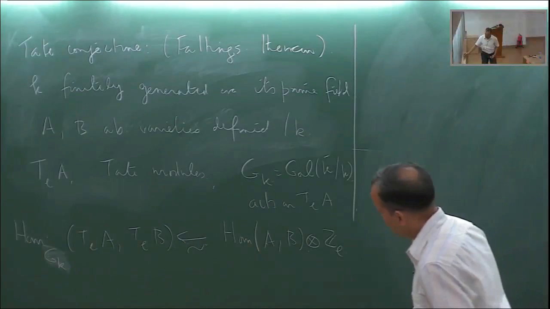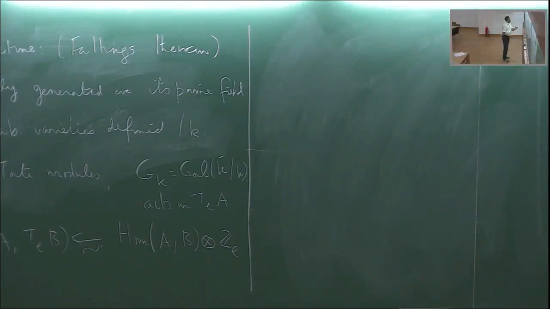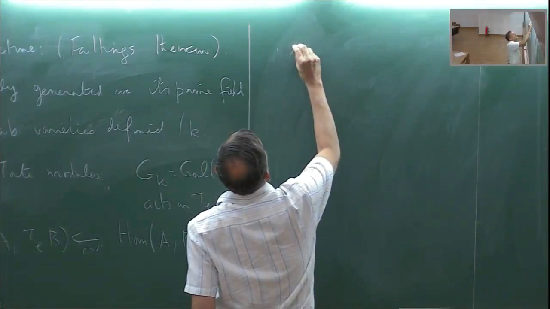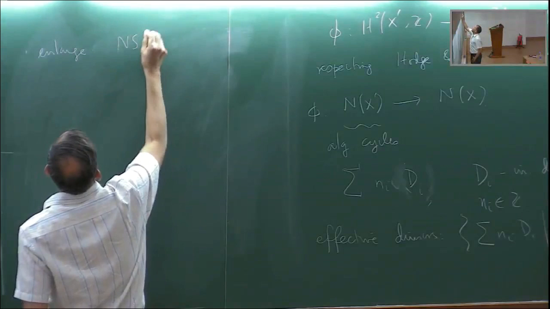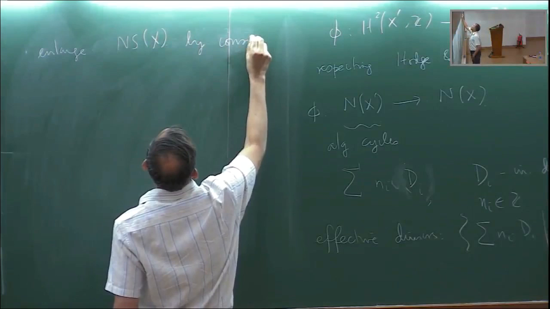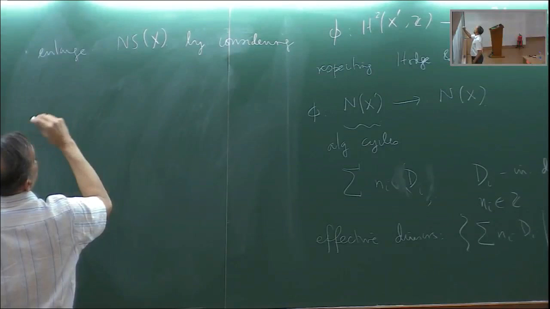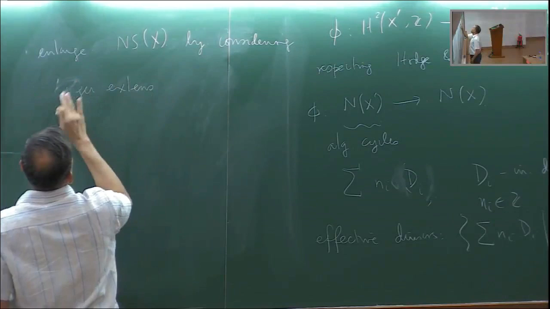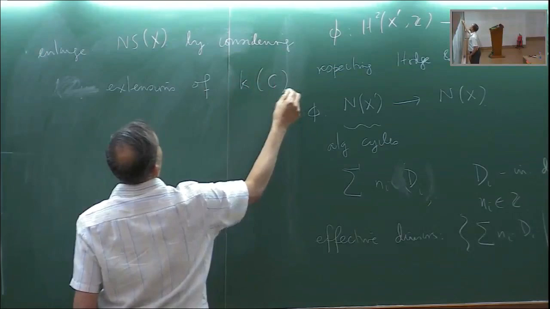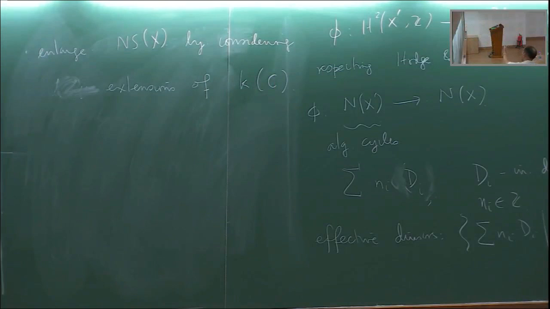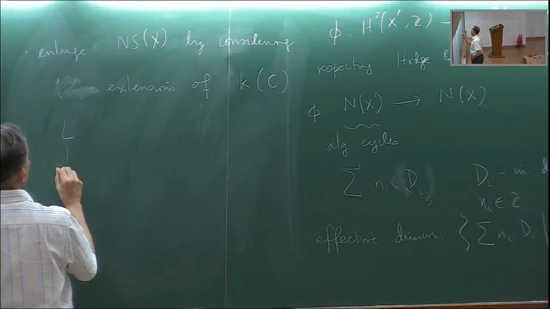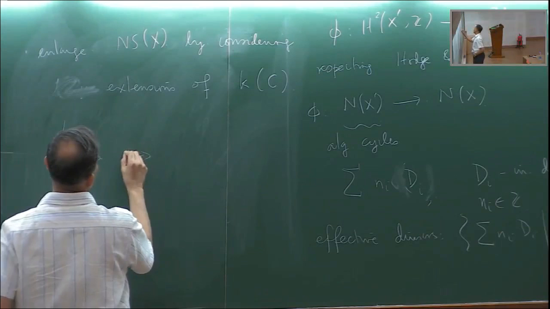Okay, so then the idea is that you don't take the elliptic surface itself, so you'll have to enlarge your Néron–Severi group of X by considering base changes, by considering extensions of the base field k(C). We are working with curves, so basically any finite extension corresponds to a curve. If I take L over k(C), a finite separable extension, this corresponds to a map B to C, and L equal to the function field of B.